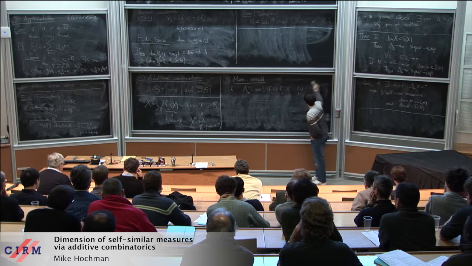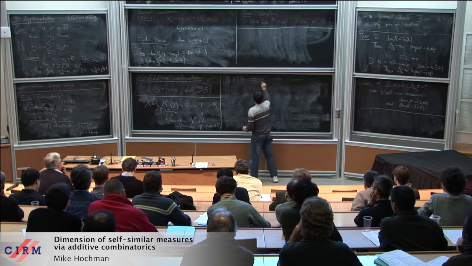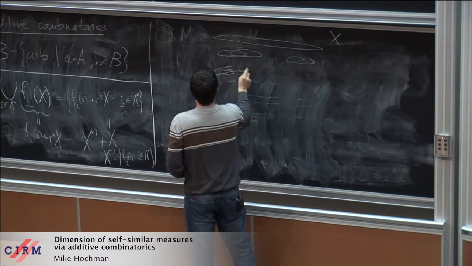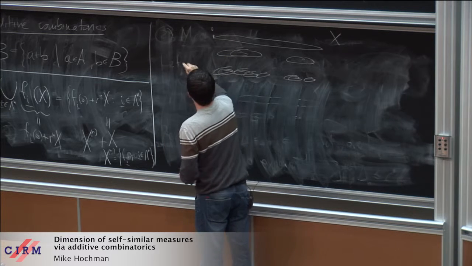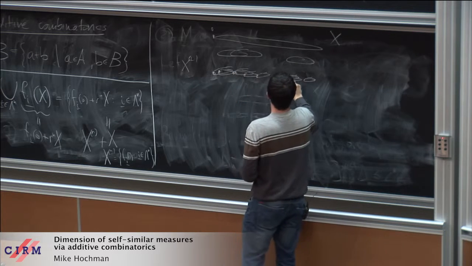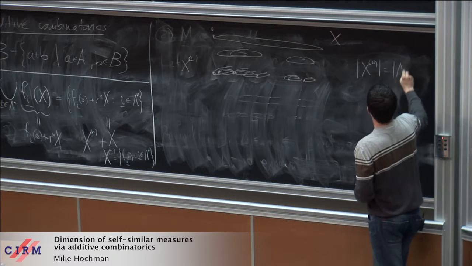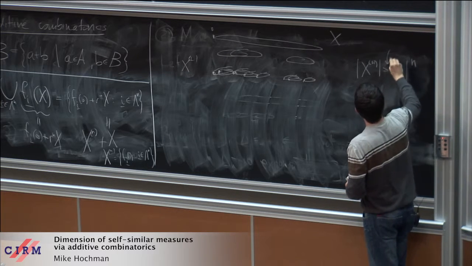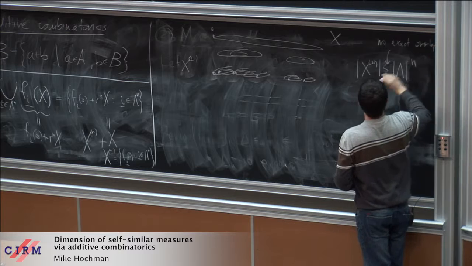So what is this X^n? You can think of it as the nth generation approximation of X. Again, if this is X, and you go down a couple of generations, and if this was 0, then X^2 is going to be this set of points. It has 9 points in this picture. It's a finite set. So X^n in general is a set of cardinality at most lambda to the n, but assuming that there are no exact overlaps, it's exactly this big.